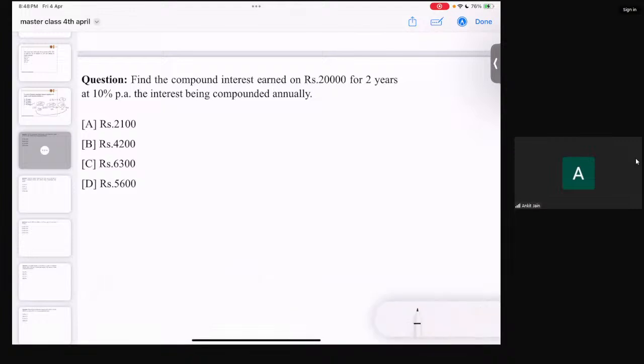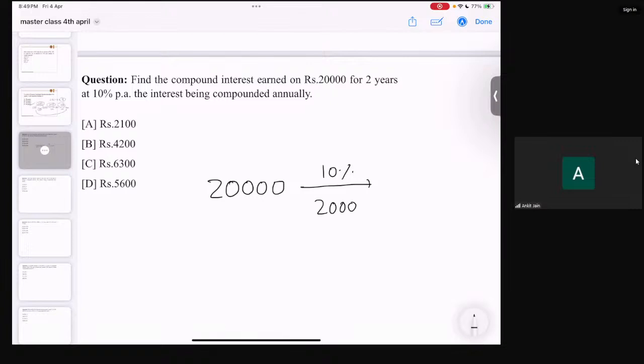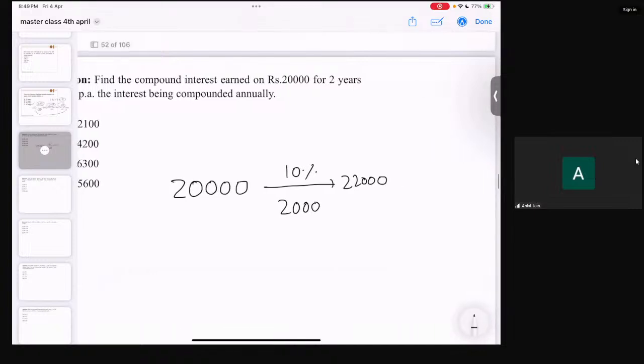See, you can break into parts. So let's say you have 20,000. After 1 year, rate is 10%. 10% of 20,000 is 2,000. So it becomes 22,000 after 1 year.